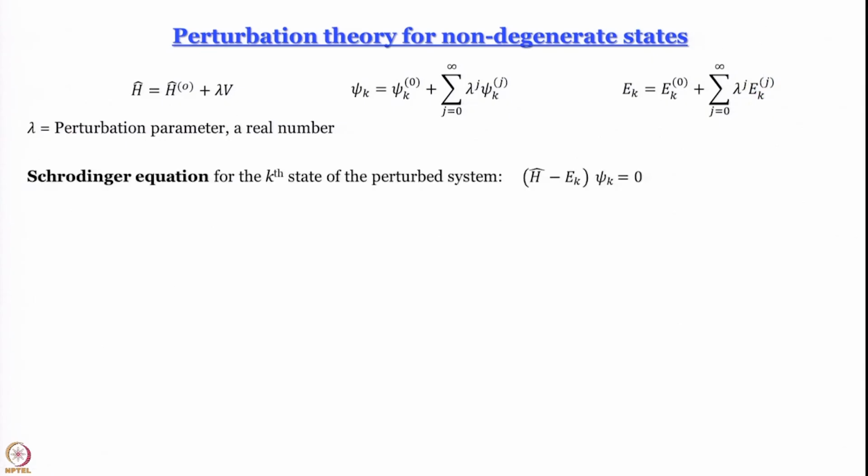Now what we are going to do is write the Schrodinger equation for the kth state of the perturbed system, and we can write it in this form. Well, H psi equals E psi of course. So, I can bring everything to the left hand side, have 0 on the right hand side, and then on the left hand side I get the operator H hat minus E k operating on psi k.